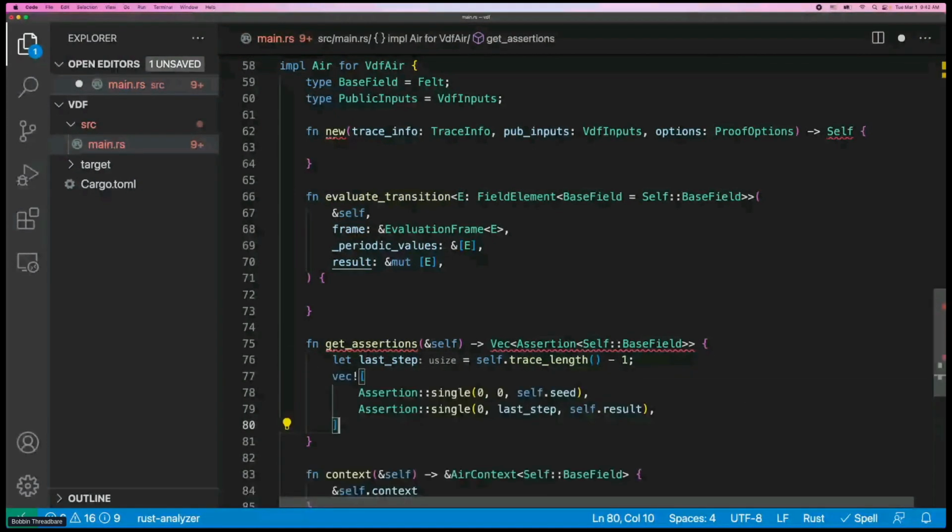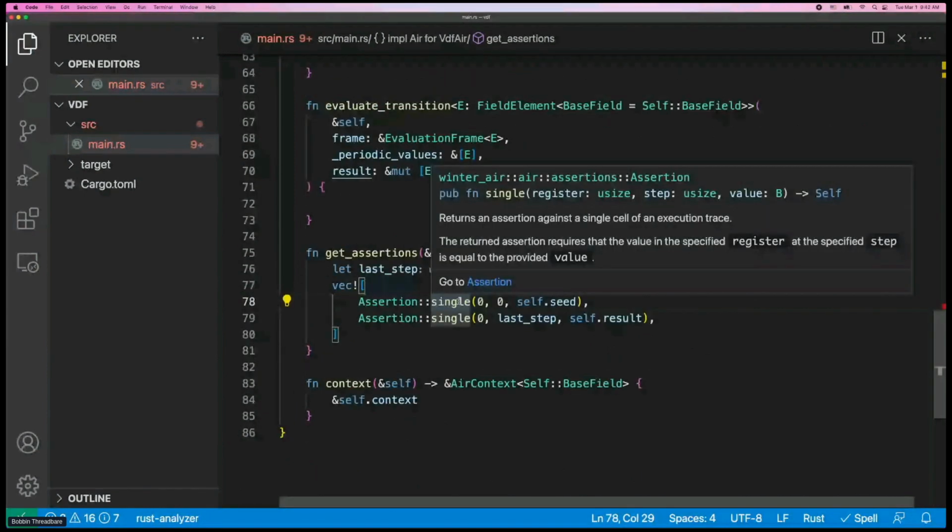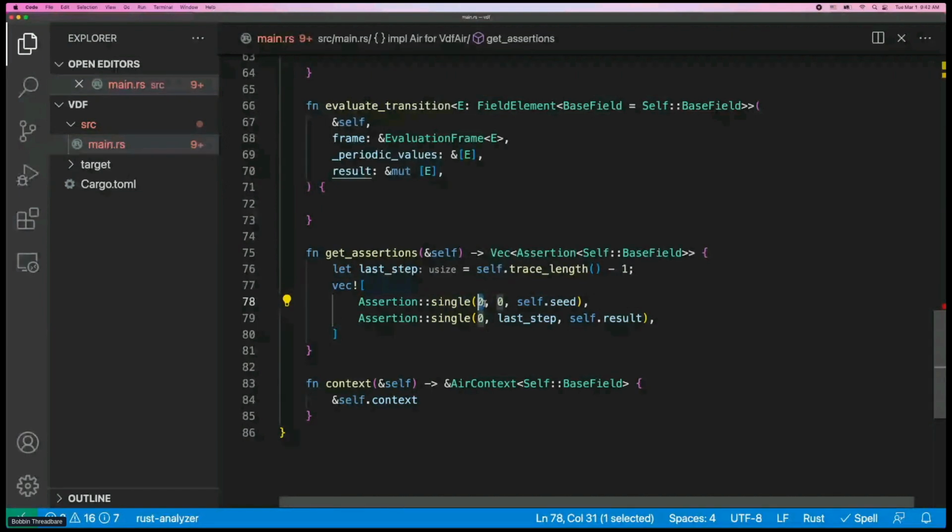The first assertion is against a single cell in the trace, and the cell in the trace is specified by its index. We only have a single column, so this is going to be 0. This means that at the first row, in the first column, of the execution trace, the value of the cell is equal to seed. Similarly, the second assertion is that in the first column, again the only column, at the last step of the execution trace, the value is equal to result. So these are the boundary constraints. Winterfell translates these assertions internally into boundary constraints.